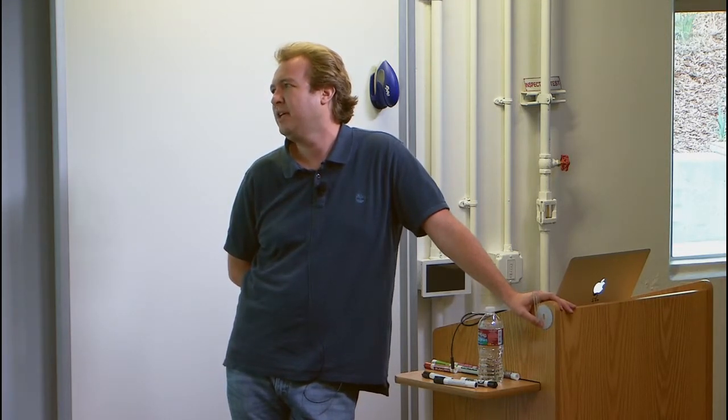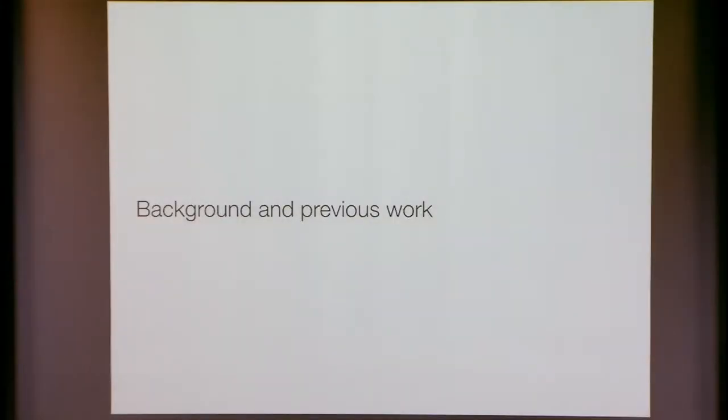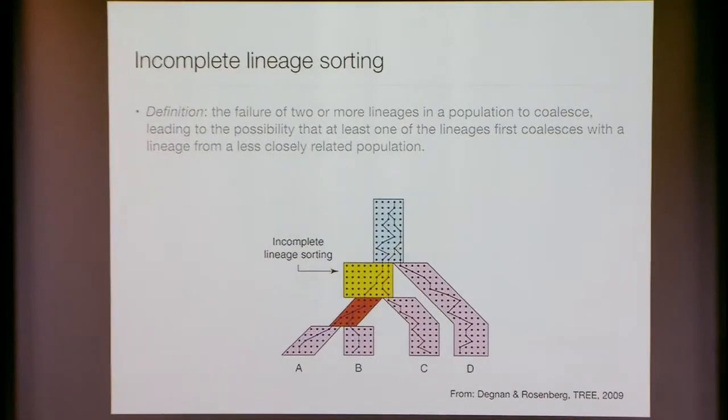Okay, so I'll explain the quantity versus quality a bit in a second. Let me just start by setting things up and reminding you what this incomplete lineage sorting thing is, and then I'll explain the kinds of questions that I'd like to be able to answer. Okay, so we've seen this picture many times today. Let me just go through it one last time, make sure everybody knows what I'm talking about.